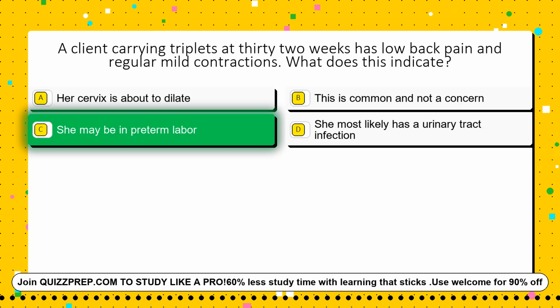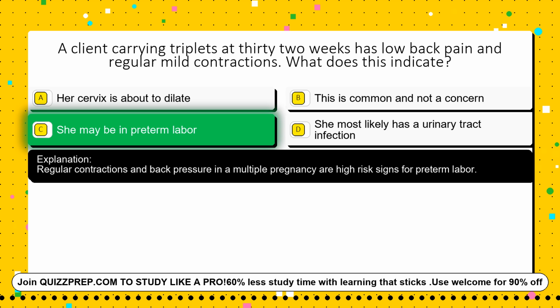The correct answer is option C. She may be in preterm labor. Regular contractions and back pressure in a multiple pregnancy are high-risk signs for preterm labor.